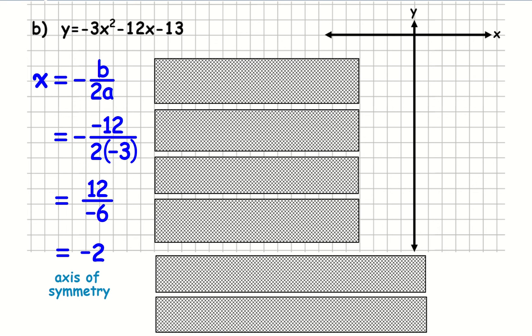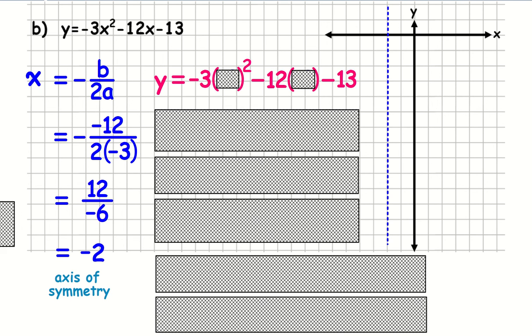And so your axis of symmetry is, remember, don't forget the x, x equals negative 2. And if we were going to actually graph this, we have an axis of symmetry right there. What do we do next? We have to finish our vertex. So we take this value and we plug it in to the original equation.